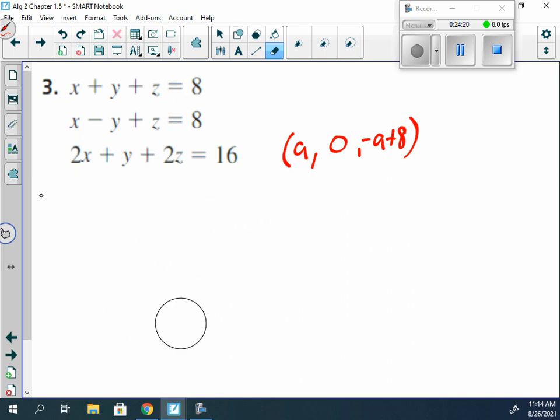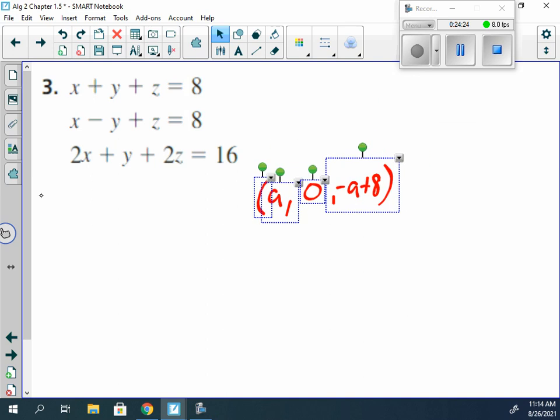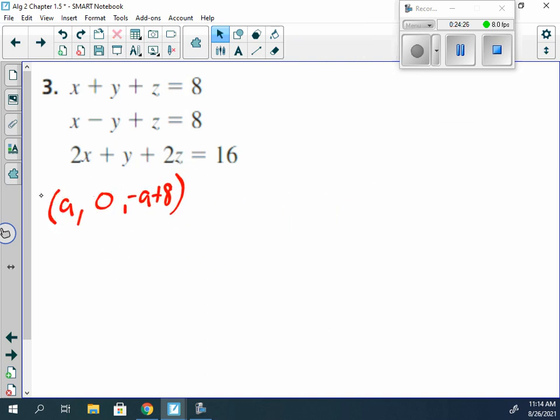So what that tells me is that any number, any value of a, will give me a solution that will make all three equations true. Does someone want to give me a value for a? Any number. 2. So we can say 2, comma, 0, comma, well, negative 2 plus 8 is 6. So let's plug it in and check.